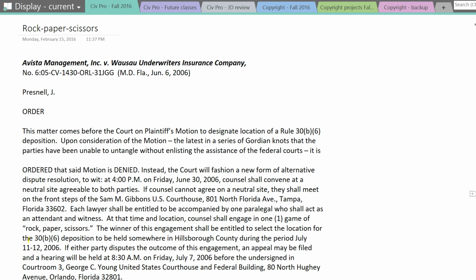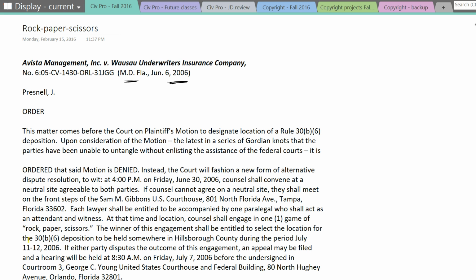In fact, let me start off with rock, paper, and scissors. Here's an example of a case decided nearby in the center of the state. U.S. District Court for the Middle District of Florida, 6 years ago. Nothing is disputed as much as discovery.